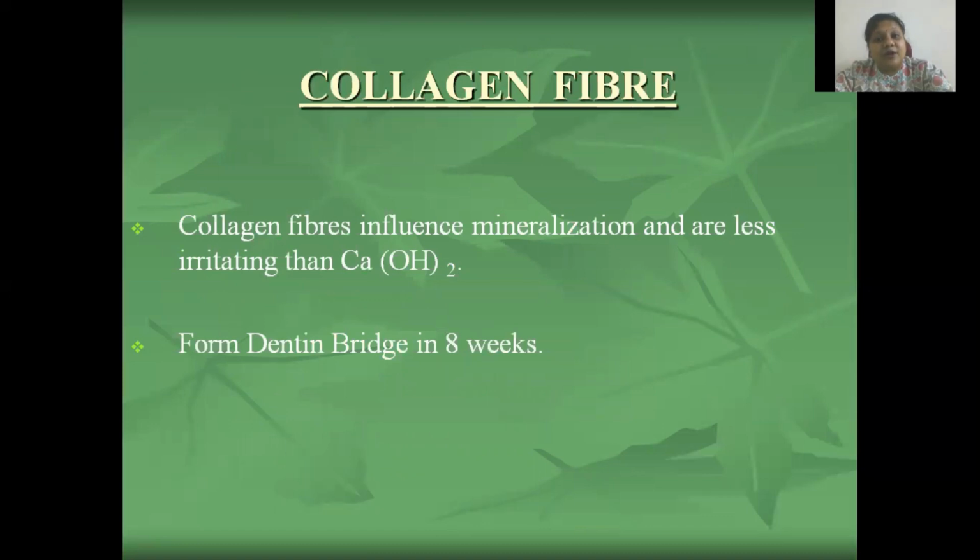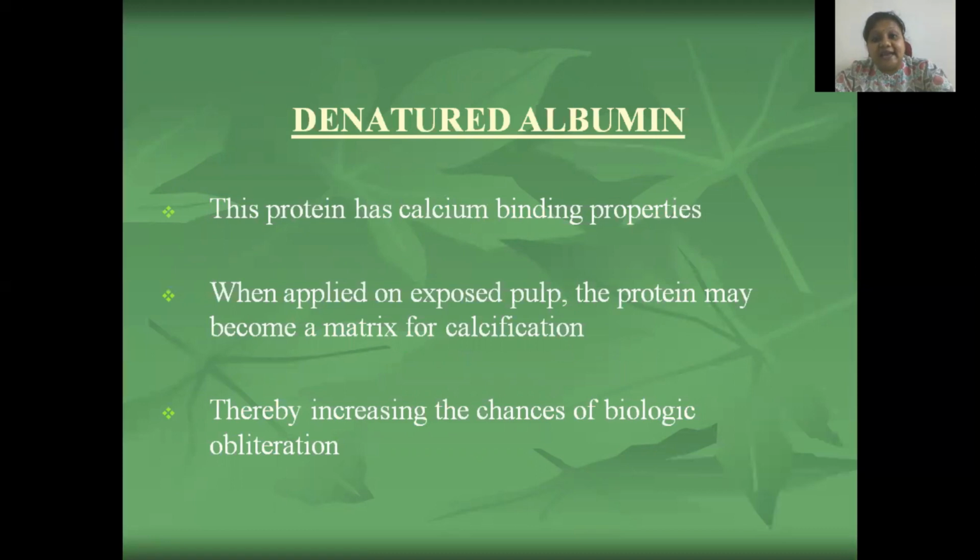Then we will talk about the collagen fibers. The collagen fibers influence mineralization and are less irritating than calcium hydroxide. This is their one very major advantage. It forms a dentine bridge in about 8 weeks of time. Denatured albumin. This protein has calcium binding properties. When applied on the exposed pulp, the protein may become a matrix for calcification, thereby increasing the chances of biological obliteration.